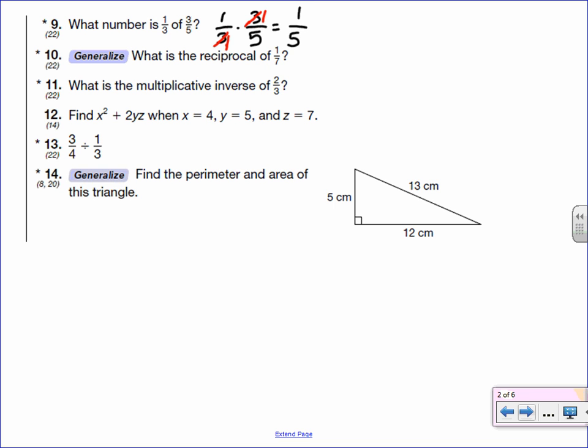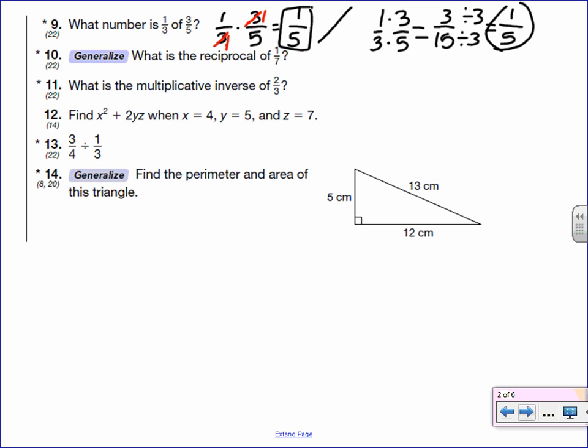Now you would have gotten the same thing if you had gone through and done 1 times 3 on top and 3 times 5 on the bottom. You would have had 3 over 15, and then both of those have a factor of 3 that you can divide out, and you end up with 1/5 either way. So choose which method makes the most sense to you. You're either simplifying ahead of time or simplifying afterwards.